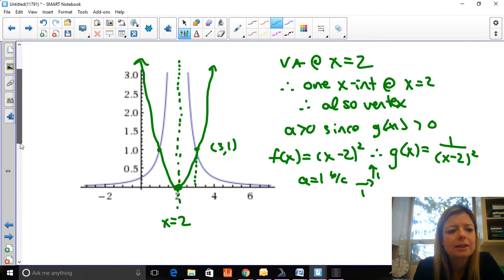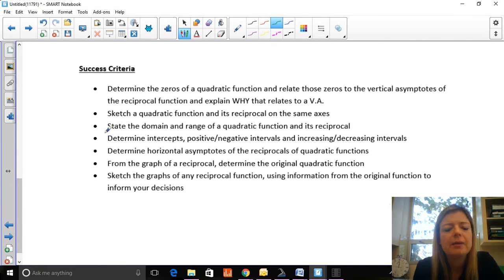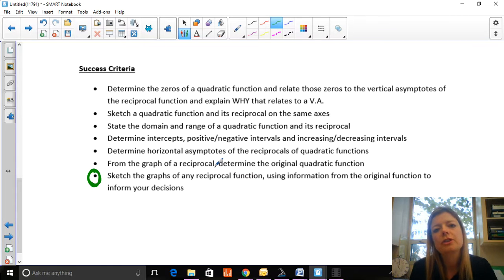All right, so take a look at the success criteria. These all relate specifically to quadratics, but I want you to also take a look at the last one. There's one question in your homework where they give you graphs of reciprocal functions of other types of parent functions, so a square root function, an exponential function. That really tests, do you understand how we developed these reciprocals, or are you just memorizing how they look for linears and quadratics? That's that level 4 critical thinking style that I'm looking for.